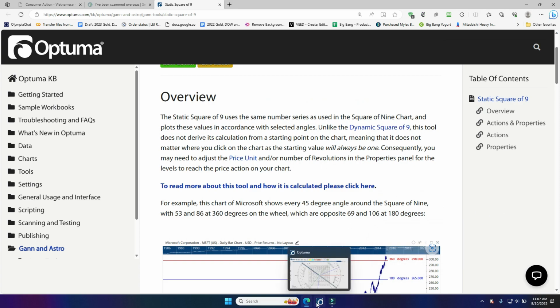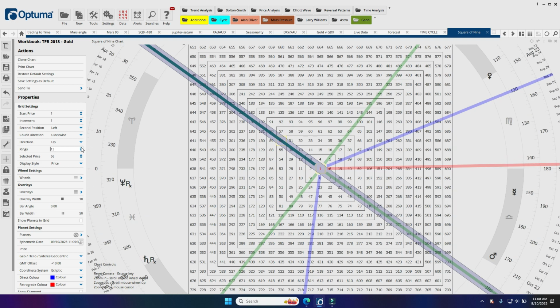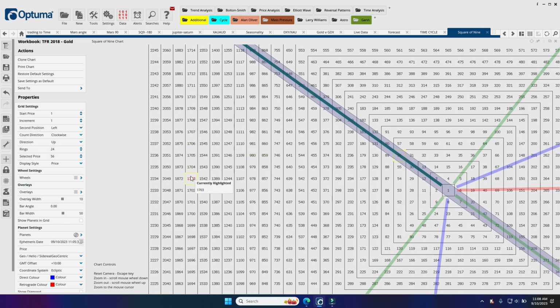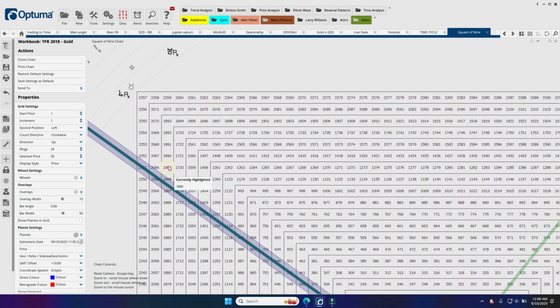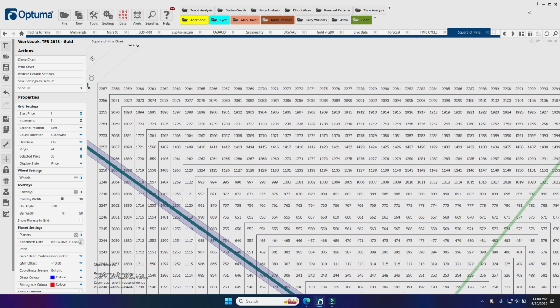So essentially, if I add more values on, it'll always start at 1 and it'll always move the chart out, okay? So I can increase the rings and we're going to get more rings. And if we were to look at the price of gold, for example, the gold would be sort of in this 1800 range. And we'll be using the square of 9 to locate natural support and resistance levels based on this theory.